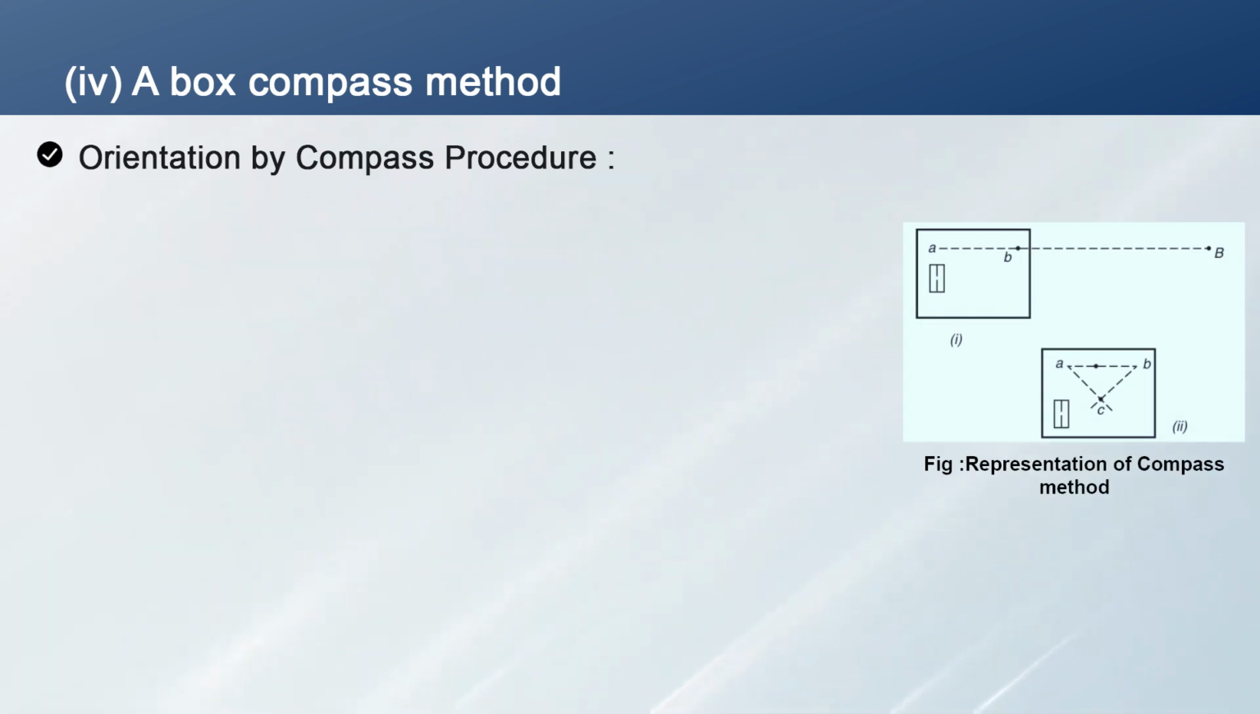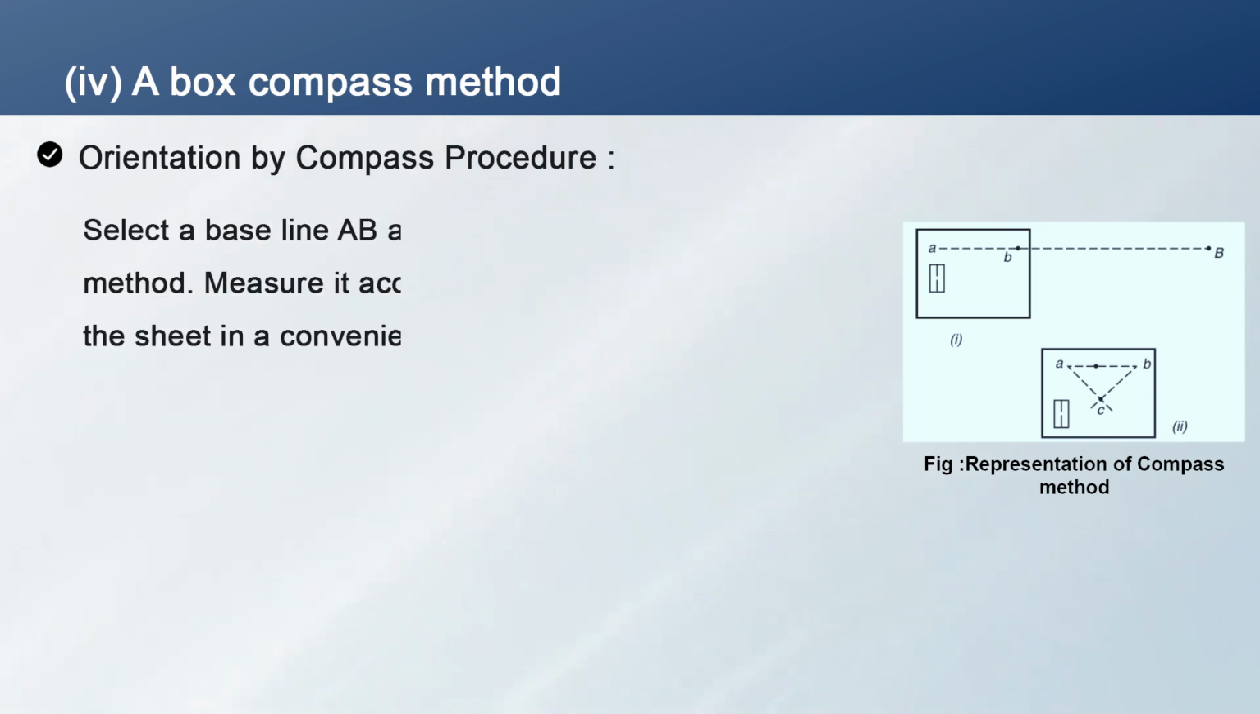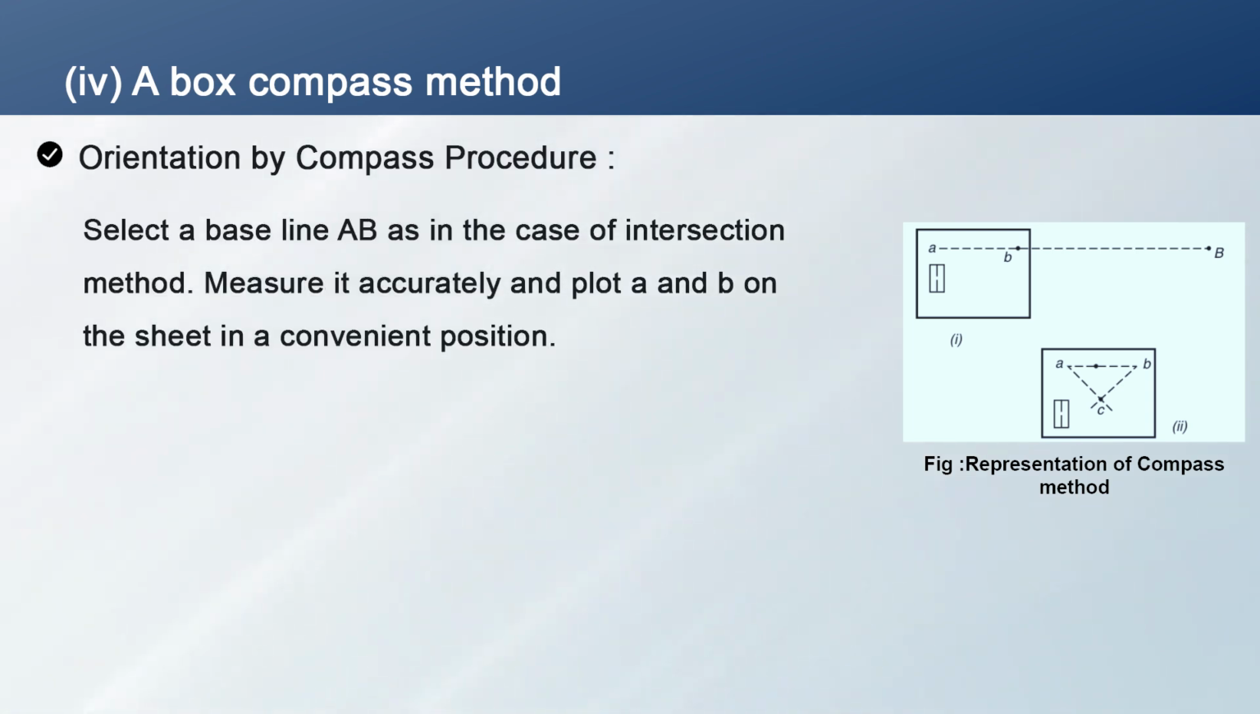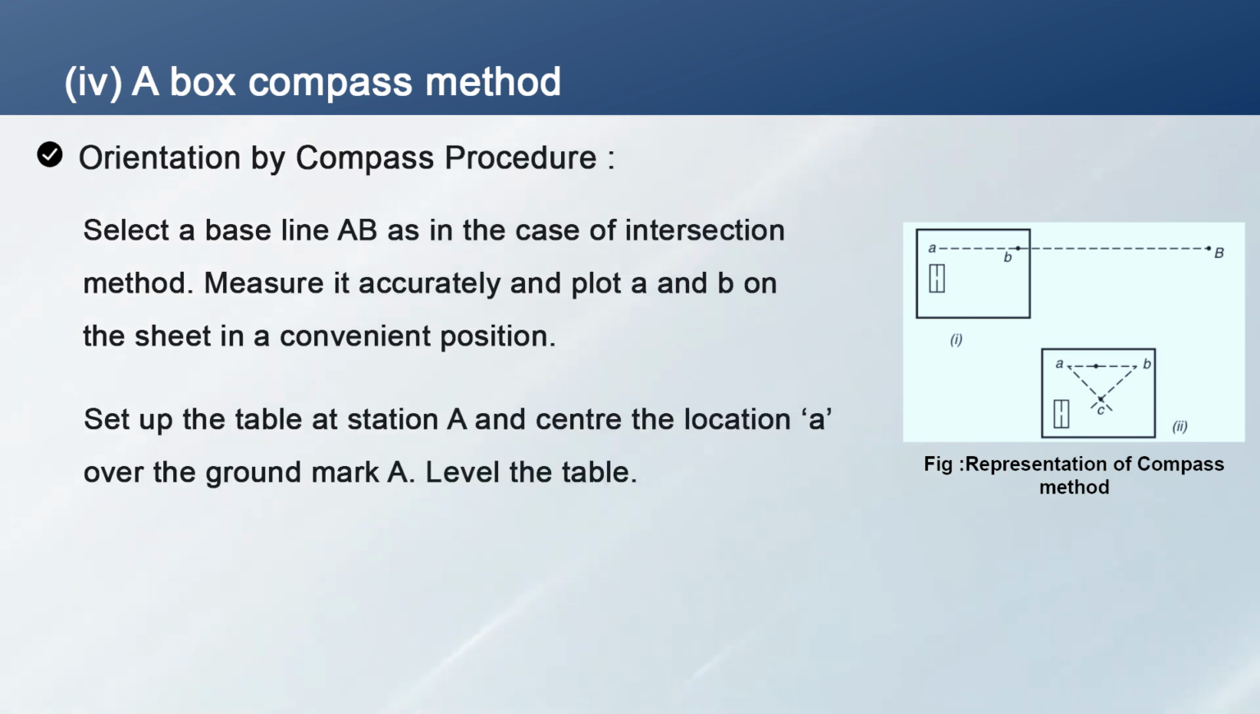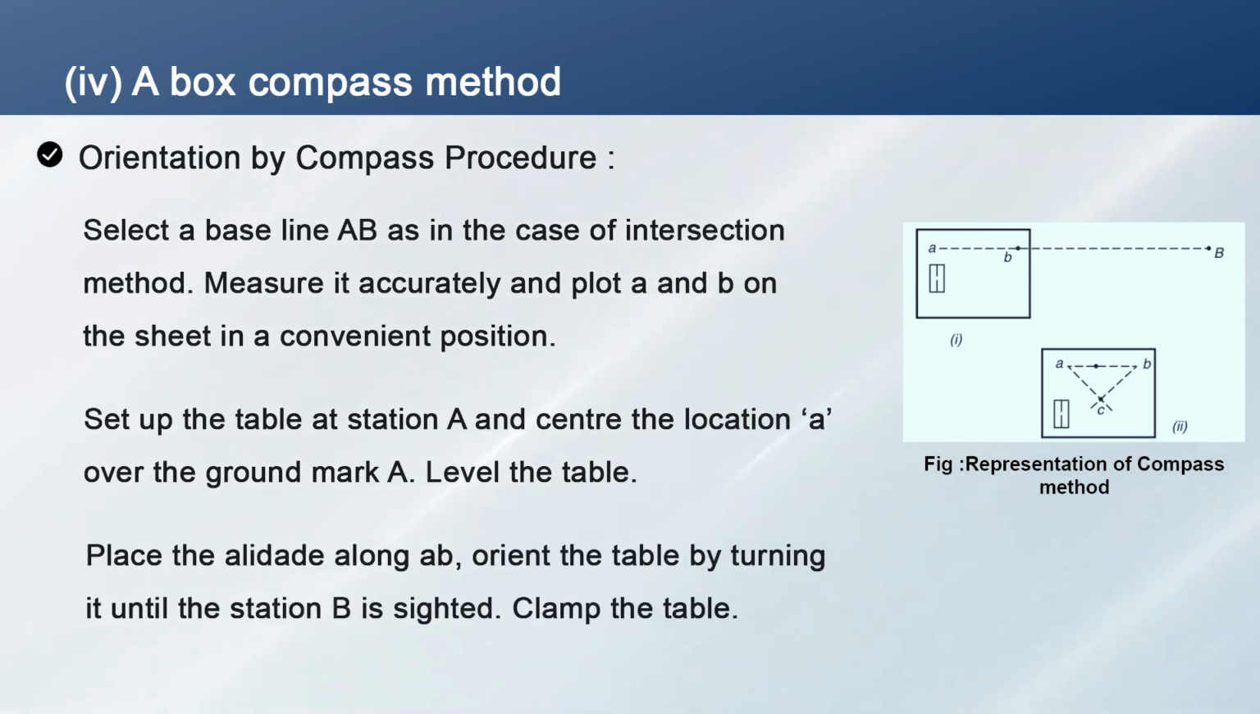The last method is the compass method. Orientation by compass procedure is followed. Let's go to the procedure. Select a baseline AB as in the case of the orientation method. Measure it accurately and plot points small a and b on the sheet in a convenient position. Set up the table at station point capital A and center the location small a over the ground mark point capital A. Level the table. Place the alidade along small ab. Orient the table by turning it until the station capital B is sighted.